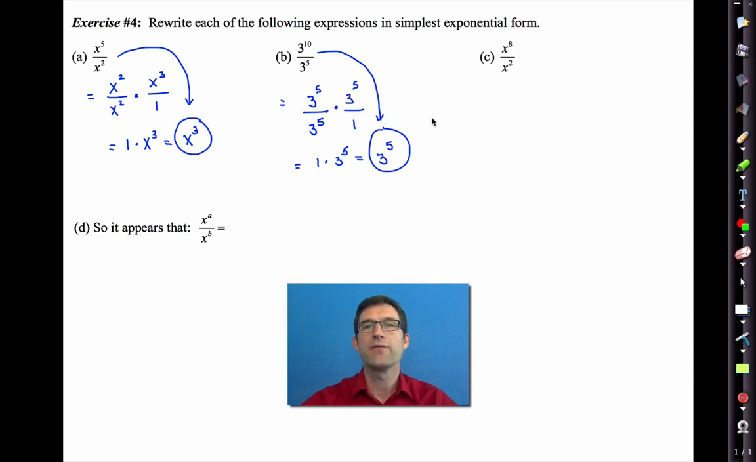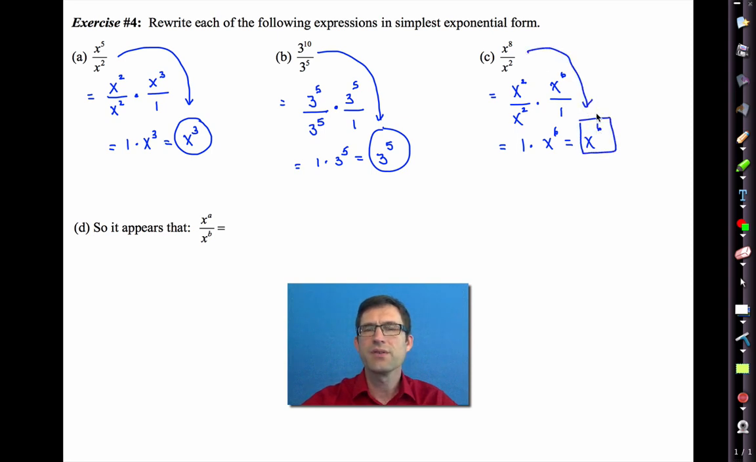All right, fair enough. And in the last problem, if I look at x squared and x to the 8th, I can get an x squared there, an x squared there. I'd have to have an x to the 6th in the numerator to give me that x to the 8th, divided by 1. 1 times x to the 6th equals x to the 6th.